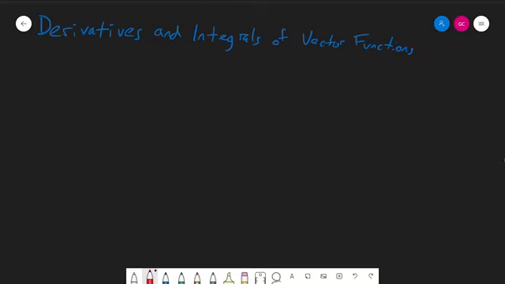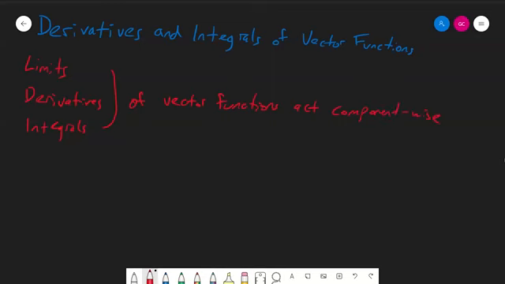In this lecture, we're going to talk about the derivatives and integrals of vector functions. So it turns out that these three very important things in calculus, limits and derivatives and integrals. If I want to take a limit or a derivative or an integral of a vector function, well, they all act what we call component-wise. And all that means is that you just take the limit or derivative or integral of each component of your function separately.